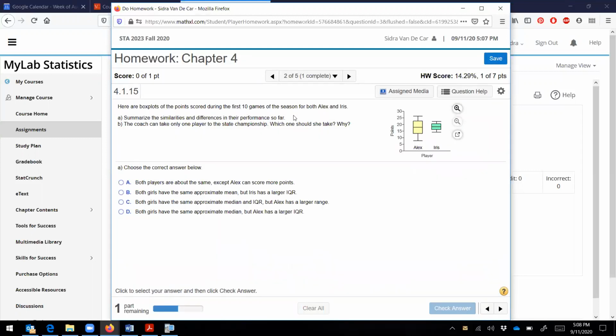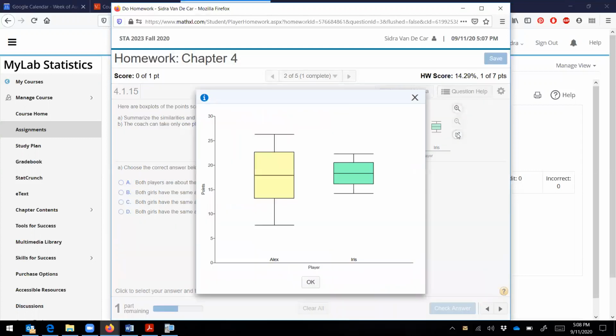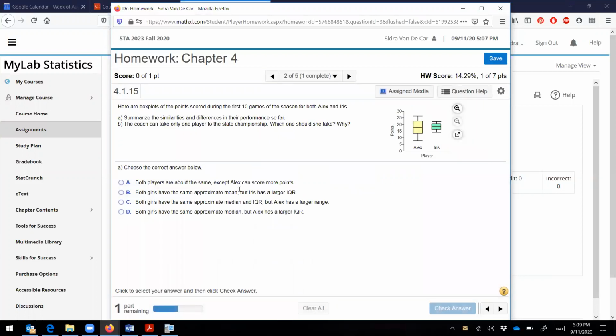Here are box plots of the points scored during the first 10 games of the season for both Alex and Iris. Summarize the similarities and differences in performance so far. Notice our median values are pretty close to each other, but Iris has tighter, less variability. There's a wider variability in the scores for Alex. Both girls have the same approximate median and IQR.